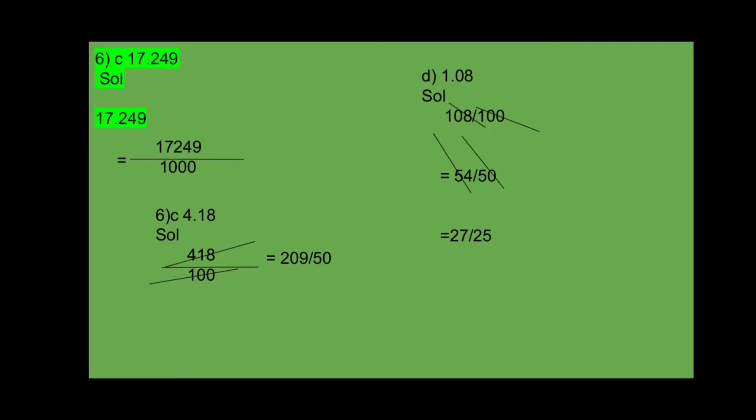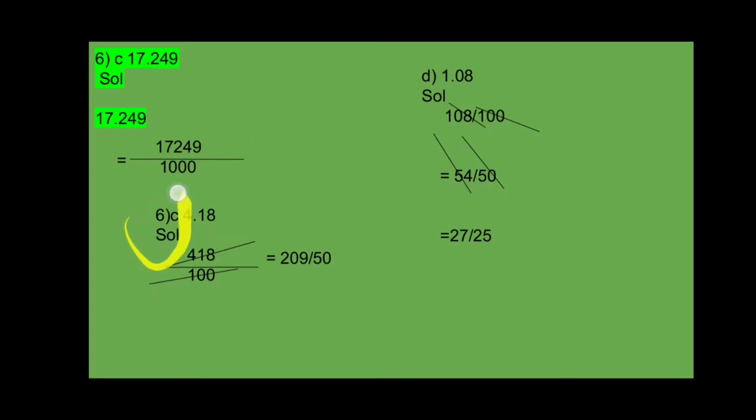Question number 6c. In this question you have to write in fractional form. So this can be written as 17249 divided by 1000, because after the point we have 3 digits, so it will be divided by 1000.